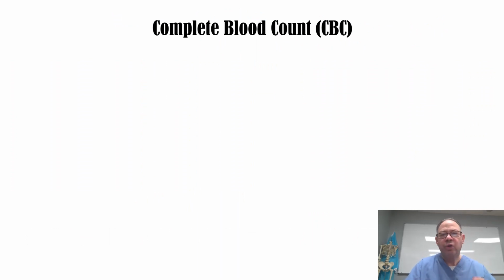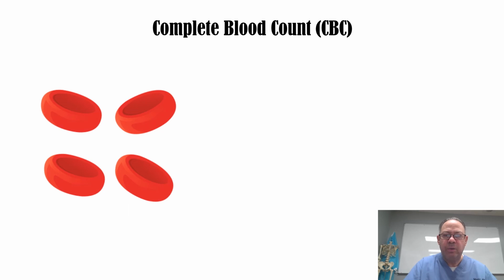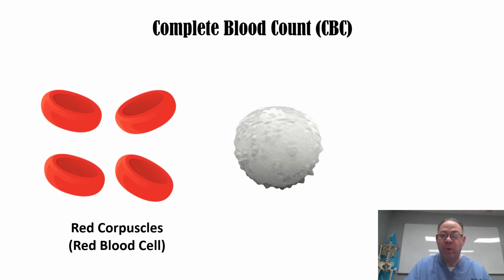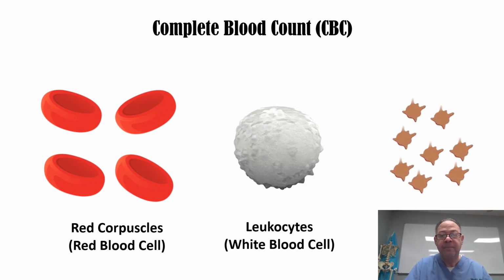Okay, guys. So with this, I'm going to finish by just showing you what a complete blood count does. Okay? So a complete blood count tells me everything about red blood cells, that the scientific proper name for red blood cells is red corpuscle because they have no nucleus. They lose that as they're growing, as they mature. Then we have the white blood cells or leukocytes. Then we have the platelets or thrombocytes.